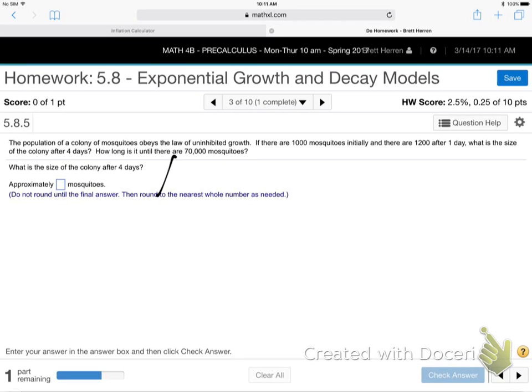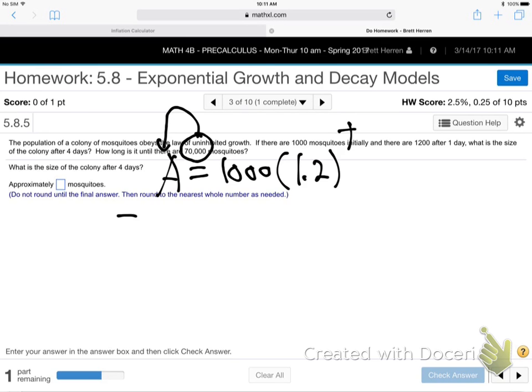So let's go to the new page and answer the second part. So it's A equals 1,000 times 1.2 to the T. That was the formula we finally came up with. We plugged in 4 to get the answer to the first part. Now they're going to say, how long until there's 70,000 mosquitoes? How long? What do they want from me? They want time. So what am I going to do with that 70,000? That's the amount of mosquitoes later.